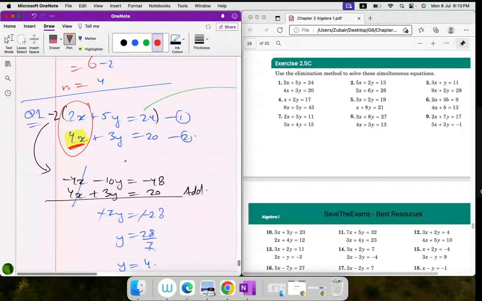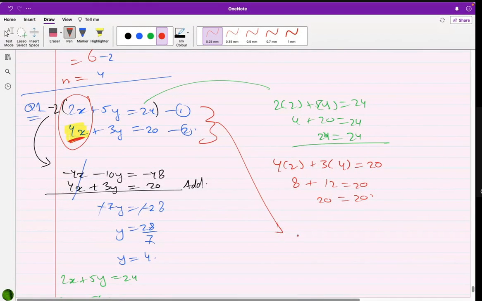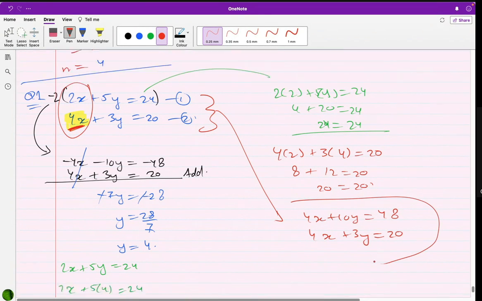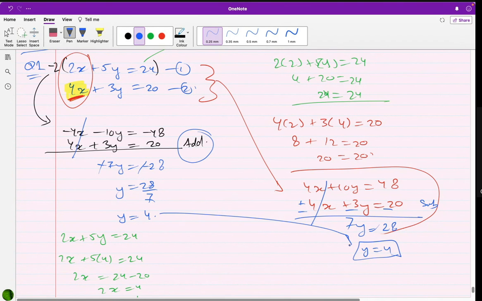Okay, sir. Let's say if we multiply with 2 only, I'll be getting 4x plus 10y is equal to 48. And then again 4x plus 3y is equal to 20. Compare these equations. If I multiply with plus 2 only, then first I added, now I would subtract in order to get rid of that. So all the signs will change and I get rid of this. This is positive 7y, that is 28, and y is equal to 4 again. See, we'll get the same answers. Yes, sir.